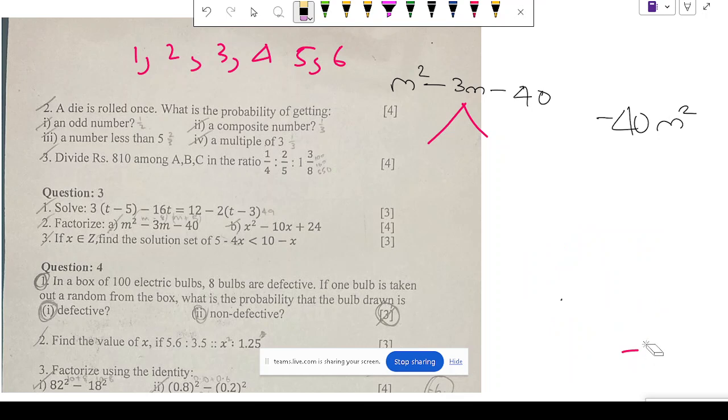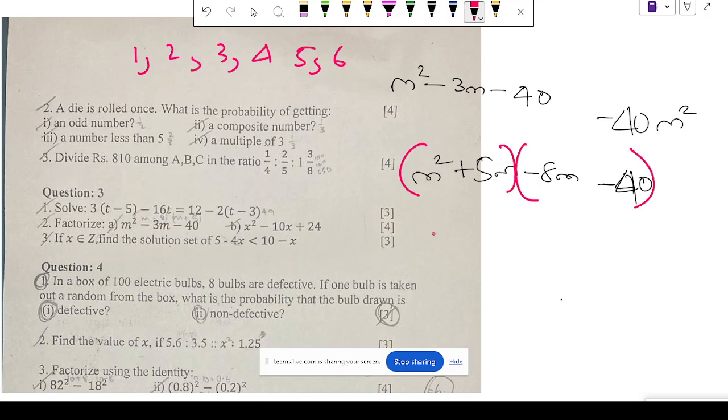So what are the numbers? This middle term gets split into what two numbers? Minus 8 and plus 5. Okay, I'll write it as m square plus 5m minus 8m minus 40. Now we have to group. What is common? m in the bracket. m plus 5. Next. Which is the first sign?